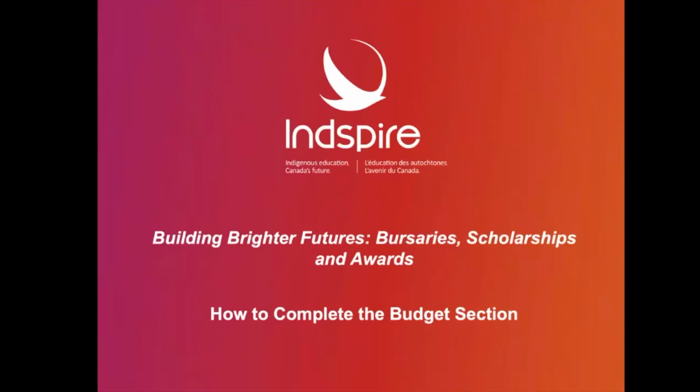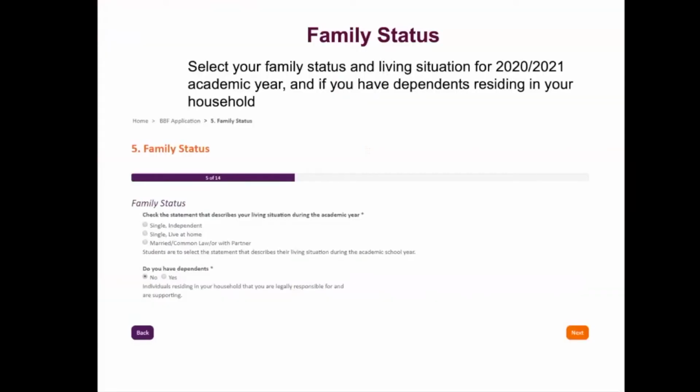All right, so the next couple of slides are going to be showing how to fill out sections within the application itself, and then I'll be going over those. This one is just an introduction on how to complete the budget section. The first one that you're going to come up to is the family status. So select your family status and living situation for the academic year.